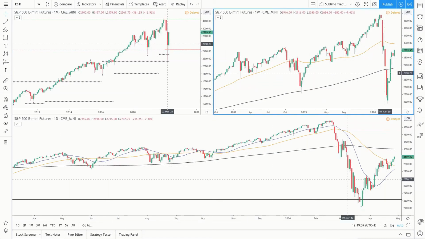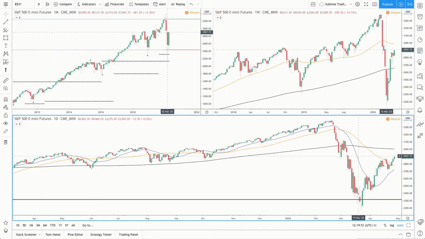On the weekly time frame, price is above the 200 moving average, but below the 50 simple moving average. We can see this week is bullish, and it is currently trading above the high of the 13th of April. So it'll be interesting to see where price closes in relation to this previous high of April. And we can see this in more detail on the daily.